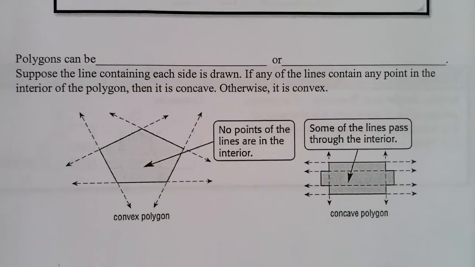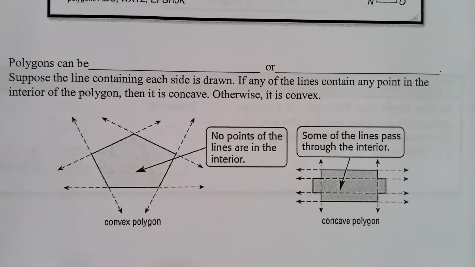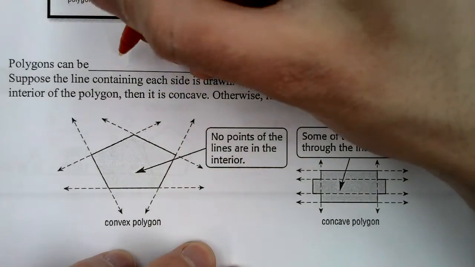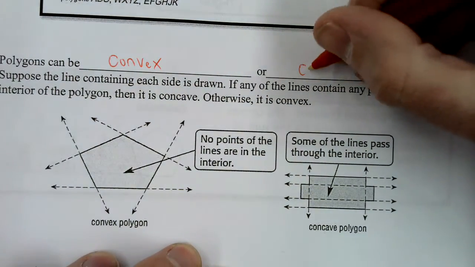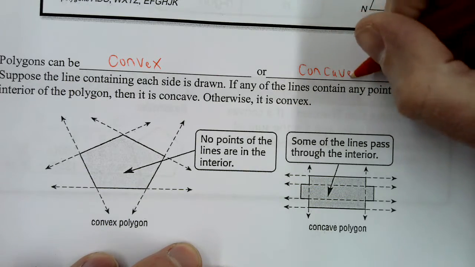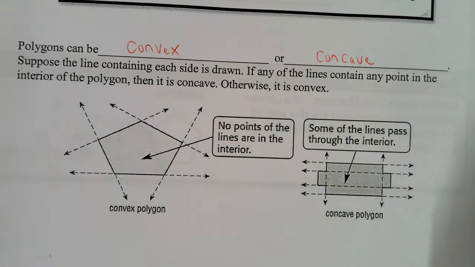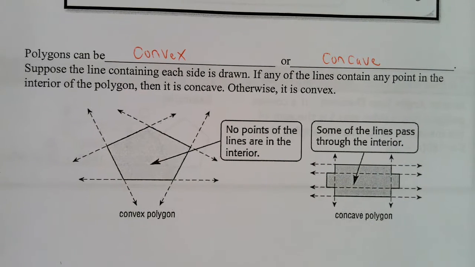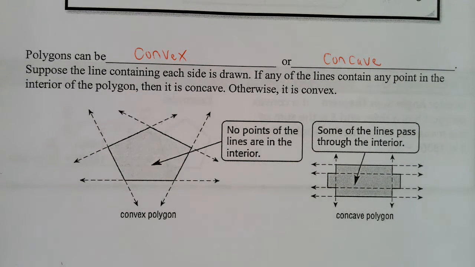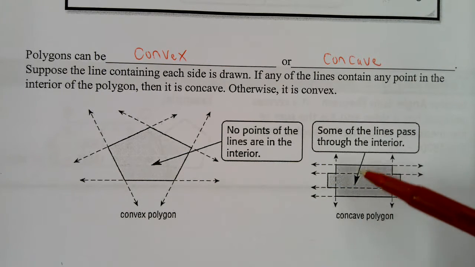There's two types of polygons. Polygons can be either convex or concave. Suppose the line containing each side is drawn. If any of the lines contain any point in the interior of the polygon, then it is concave. Otherwise, it is convex. So if you look at this, let's start with this one.